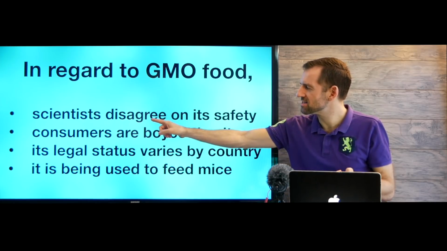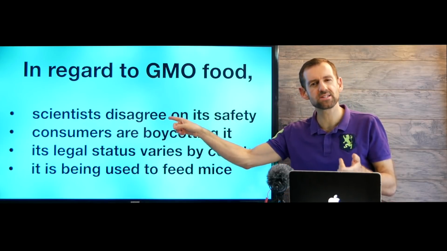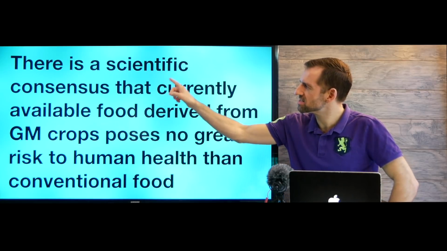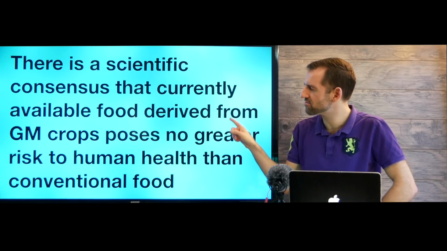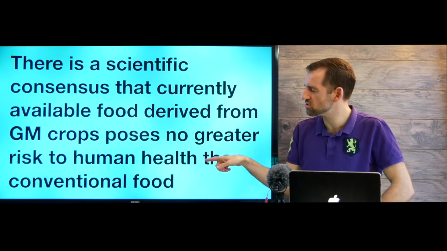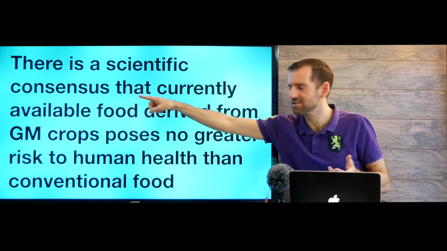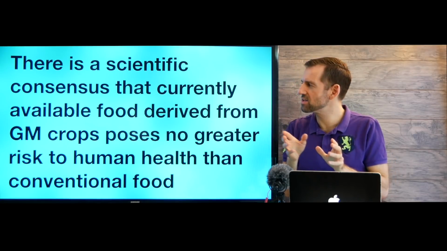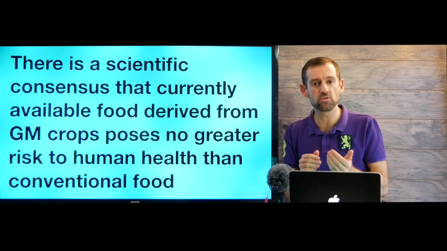What about this one? Scientists disagree on its safety. Do scientists disagree on its safety? Well, what did the article say? It said, there is a scientific consensus that currently available food derived from GM crops poses no greater risk to health than conventional food. Okay, so the word consensus, do you know what that means? Consensus means there's a general agreement. So I guess scientists generally agree that GMO food is safe.